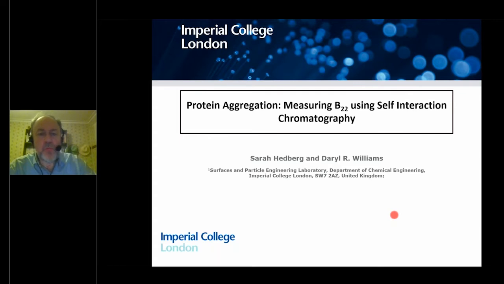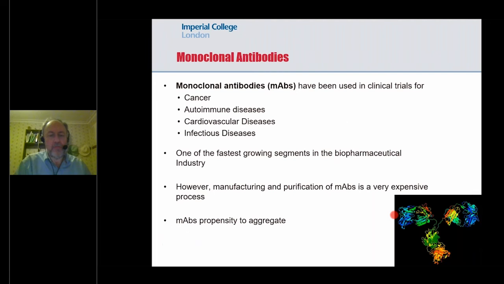Okay. So we're now moving away from gas phase chromatography. We're now moving to liquid phase chromatography. And in this particular study, we're going to start to understand how macromolecules interact with each other. And we're particularly interested in protein aggregation. So let me talk to you a bit about protein aggregation and how we're going to characterize that.